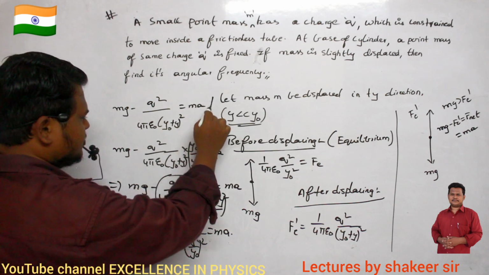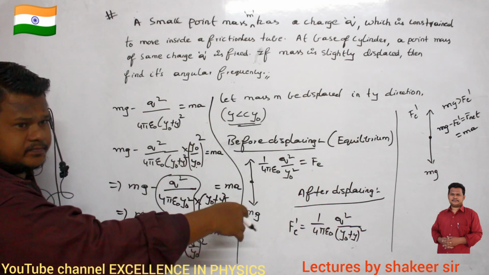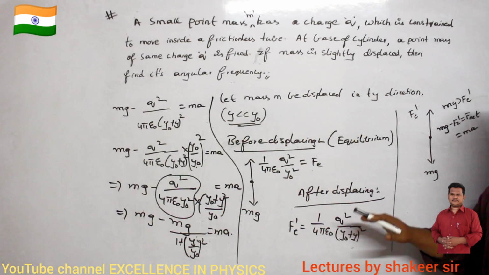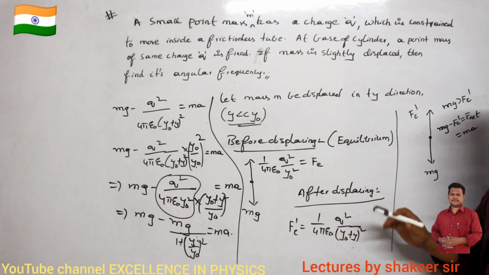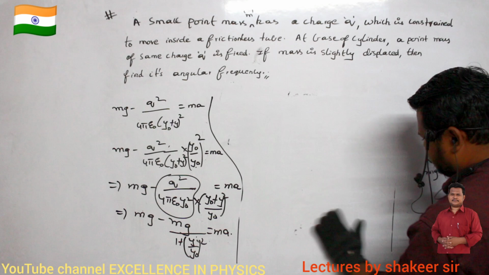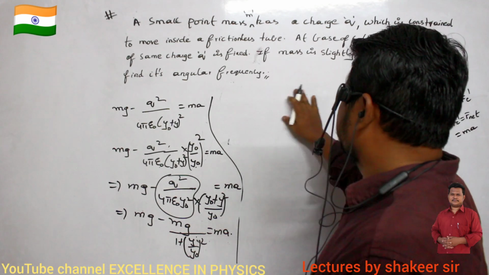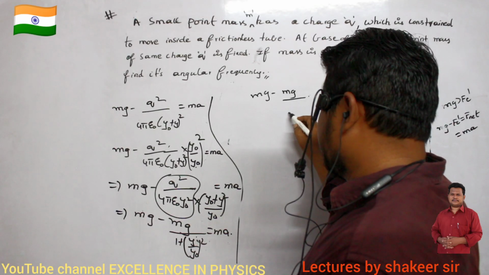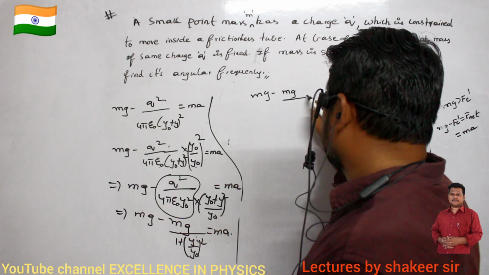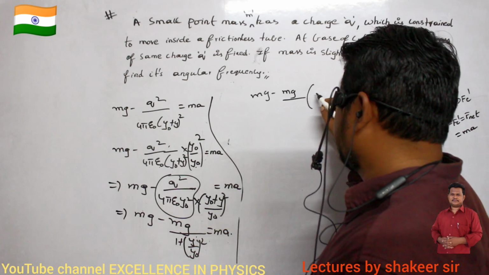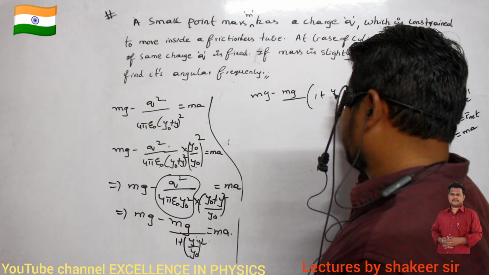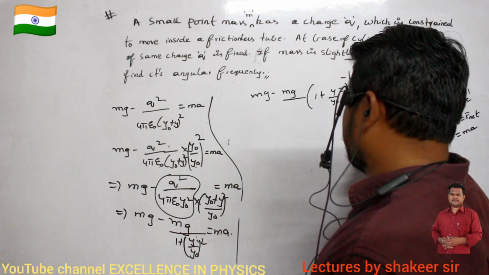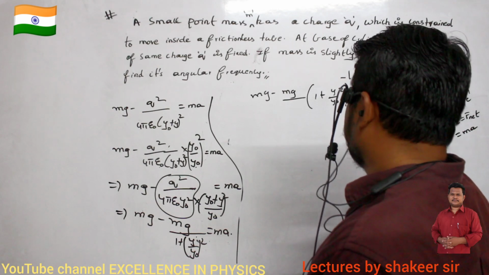Okay, completed up to here. Shall I rub this one? All of you completed up to here? Is it completed now? Come on, make a note up to here. Therefore, what can I do? So mg minus mg divided by this. If I take it to the numerator, then it becomes 1 plus (y by y naught) whole square to the power minus 1, is equal to ma.